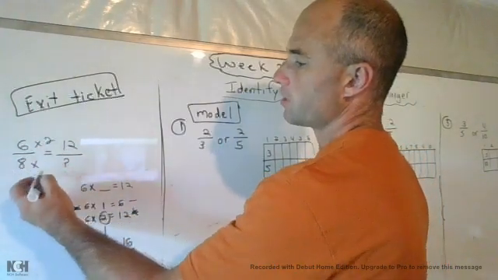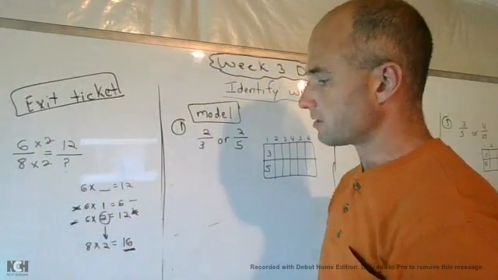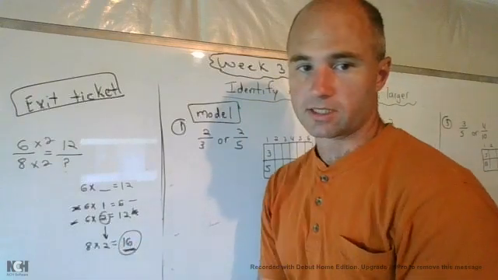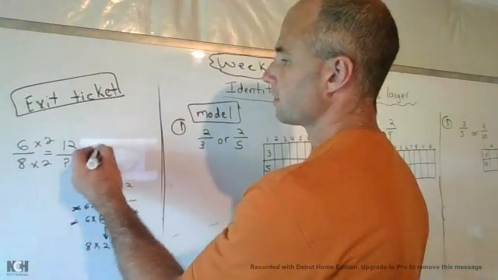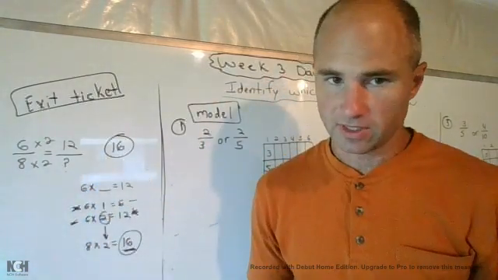So I have to do the same thing to the 8. 8 times 2 gives me what? Which is 16. 8 times 2 equals 16. So the missing number is 16. The missing denominator specifically is 16.